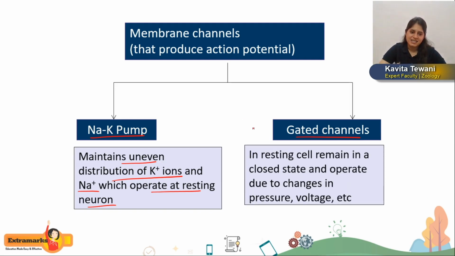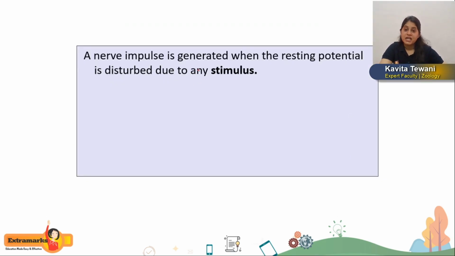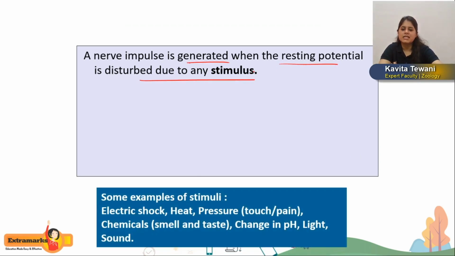Gated channels in a resting cell remain in a closed state and operate due to changes in pressure and voltage. A nerve impulse is generated when the resting potential is disturbed due to any stimulus, like electric shock, heat, pressure, touch, pain, chemicals, smell, taste, change in pH, light, sound. A stimulus can be any kind of change. I told you, it can be any kind of change, as you are able to see so many examples, even sound and light.